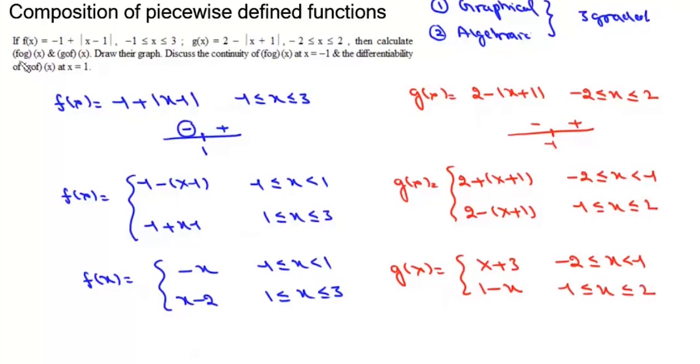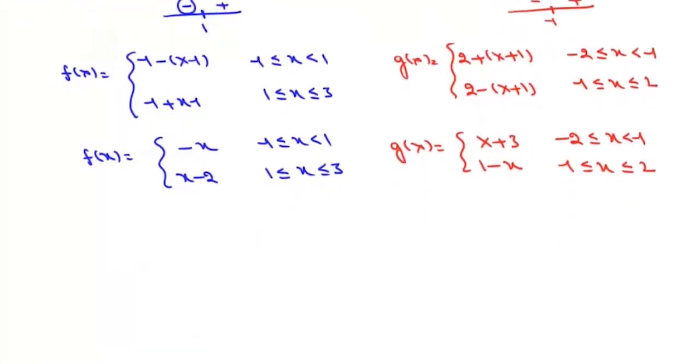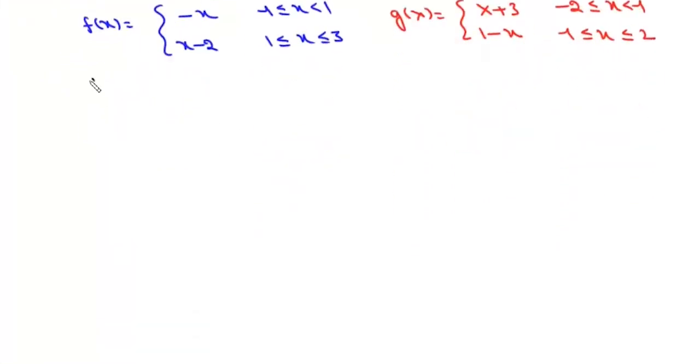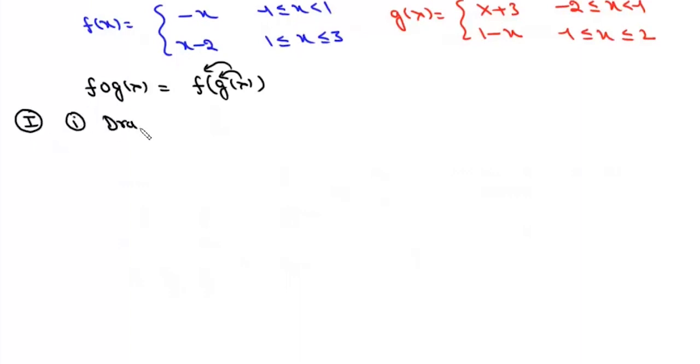Now we need to find f of g(x) and g of f(x). First we'll find f of g(x) using the graphical method. So we are going to use the graphical method, and we wish to find f of g(x). Now basically f of g(x) is f and then g(x). So essentially values of x will go into this function g, and then the value of g(x) will go into this function f(x). Now in this graphical method, what we do is, the first step is we'll draw the graph of g(x).